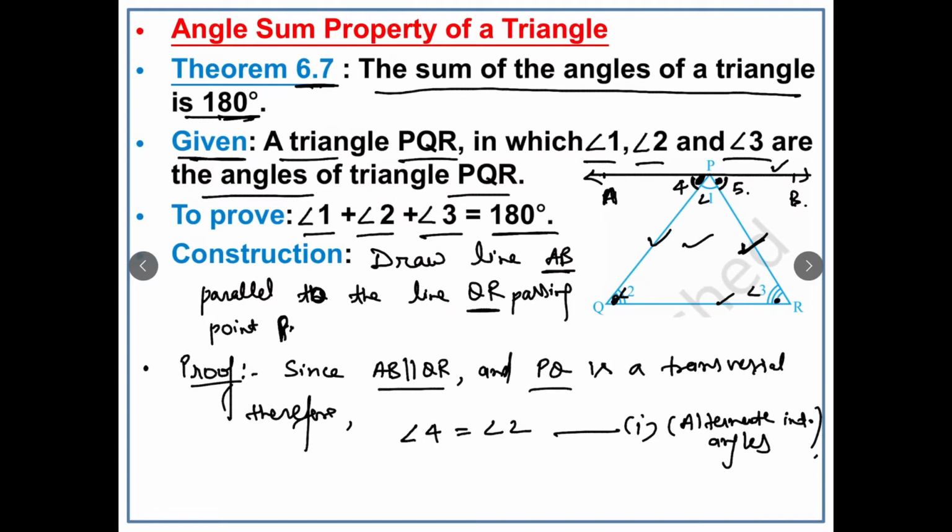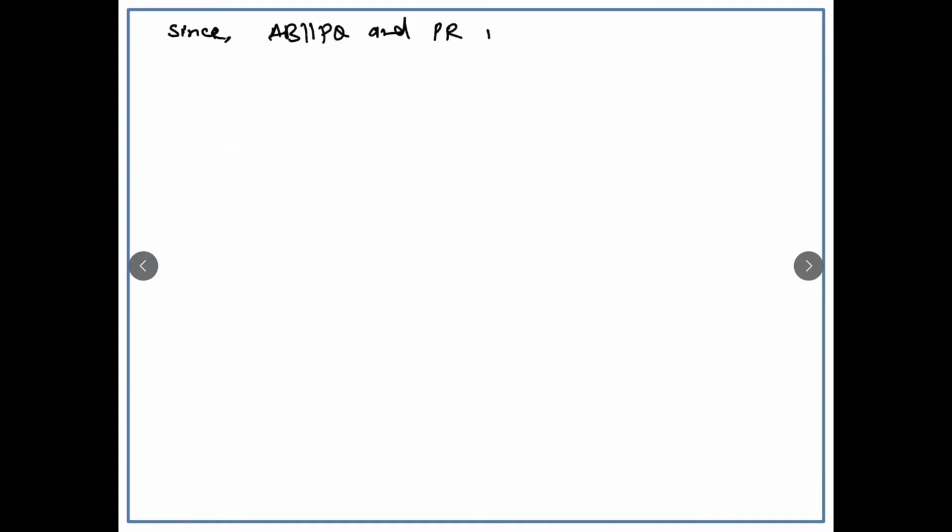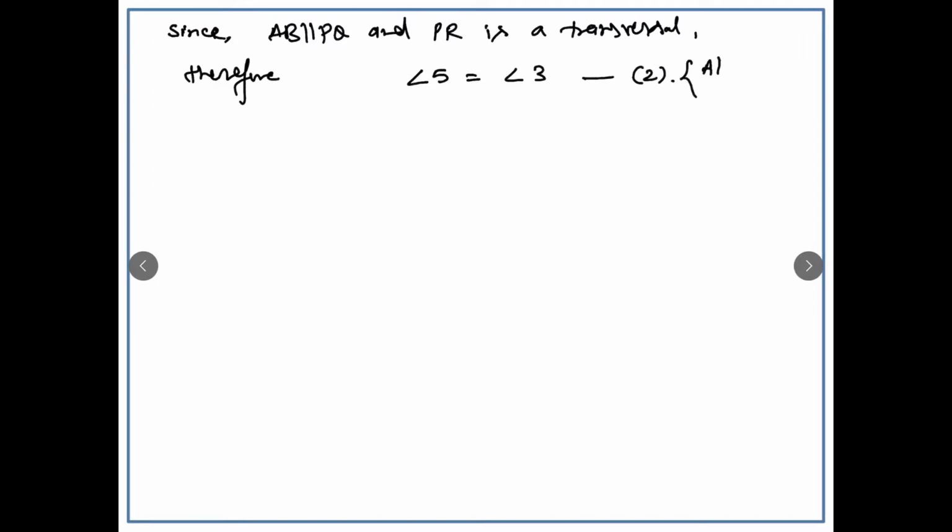So I'm going to write here, since AB is parallel to QR and PR is a transversal, therefore angle 5 will be equal to angle 3. Let's name it equation number 2. The reason is again that they are alternate interior angles. They are equal because they are alternate interior angles.